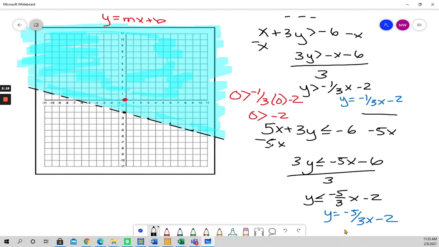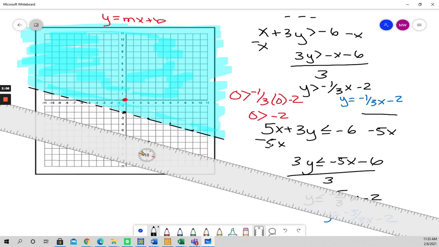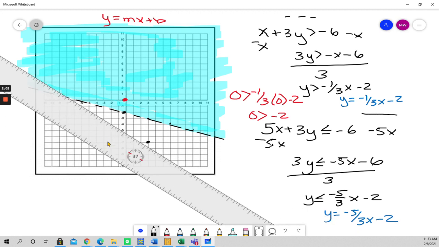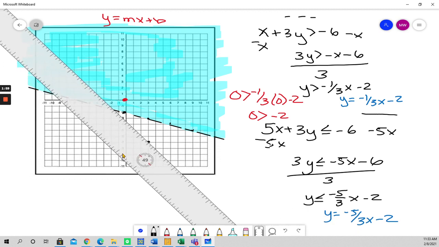I'm going to graph my second equation, y equals negative 5/3 x minus 2. So I'm going to start at the negative 2, and I'm going to go down 5 and over 3. I'm going to break out my ruler. And this one is going to be a solid line.